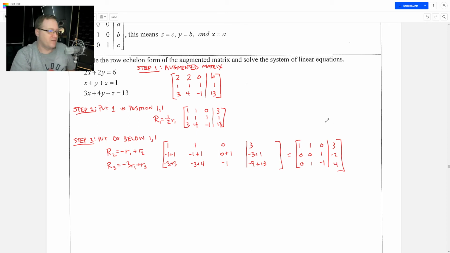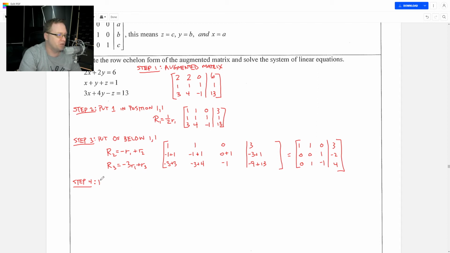Okay, so we've done this now. Step 2 was to put 1 right here, and then step 3 was to put zeros below it. Well, we did that. So check, we're done. Next, let's go to step 4. In step 4, we want to put a 1 here, and we want to put zeros below it. So it's kind of a combination of step 2 and 3, but it's for the next column.